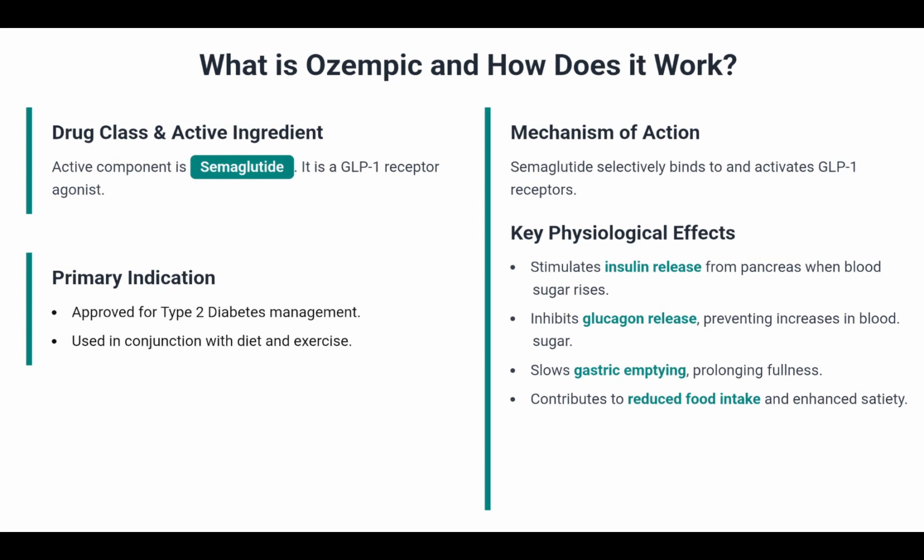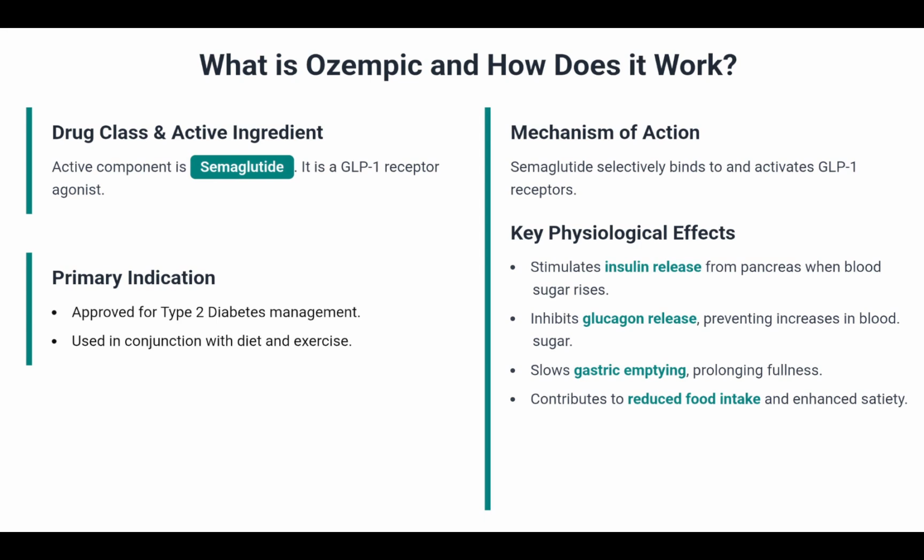Ozempic is the brand name for semaglutide, which belongs to the drug class of GLP-1 receptor agonist, glucagon like peptide 1 receptor agonist. It is currently the most prescribed medication in this class worldwide. Primary indication: Ozempic is FDA approved and CDSCO approved for the management of type 2 diabetes mellitus in adults. It is intended to be used as an adjunct to diet and exercise, not as a replacement for lifestyle modification.